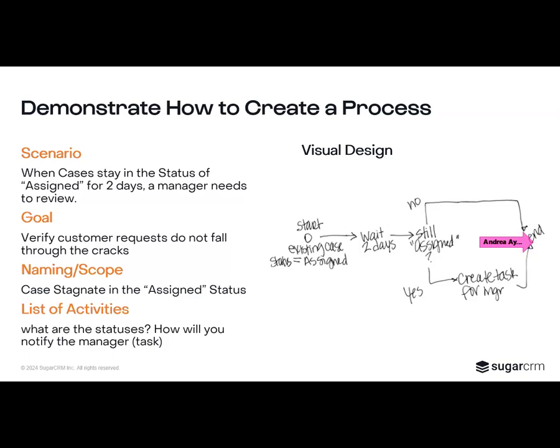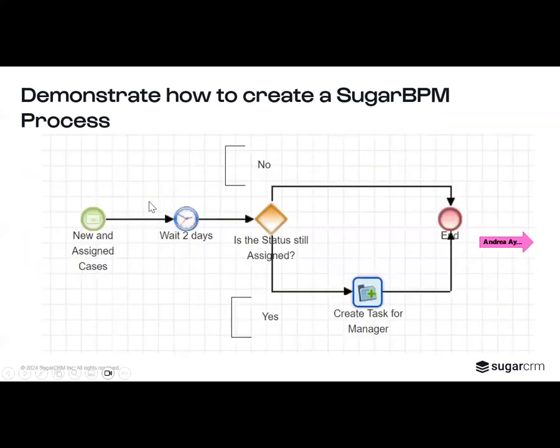This is what it looks like in Sugar, the same as my drawing or scribble here. Okay, so it looks a little prettier, obviously. So this one, I actually made the correction: new and existing or updated assigned cases. I'm going to wait 2 days. Now, remember, I'm in my sandbox, so I'm really going to put 2 minutes, something like that. Then I'm going to ask the question, is the status still assigned? I'm going to put 2 comments in, and then it's going to branch. It's either going to go this direction or it's going to go this direction.